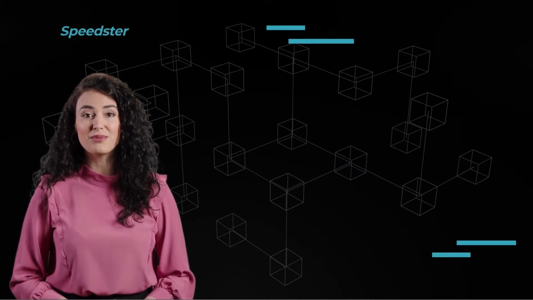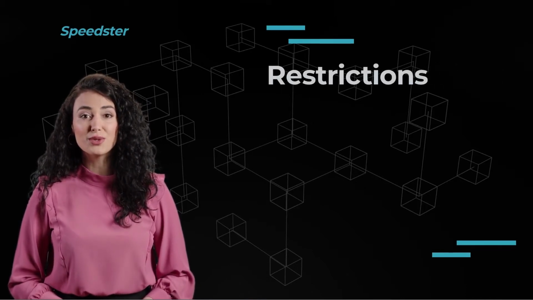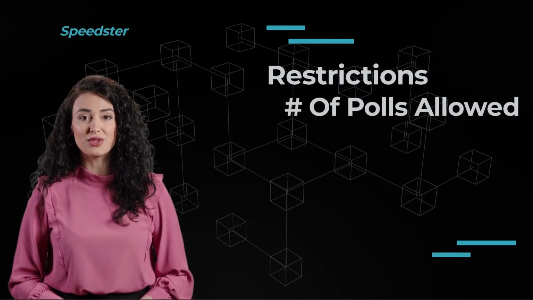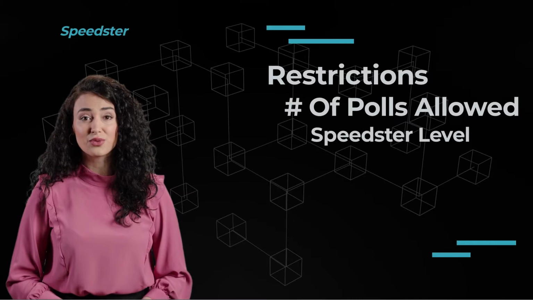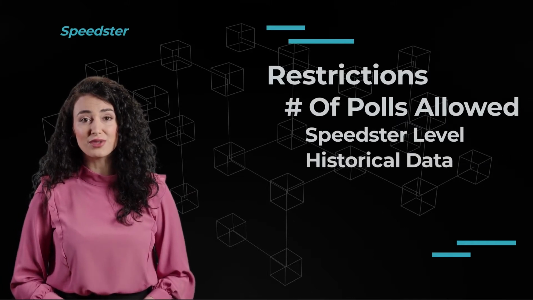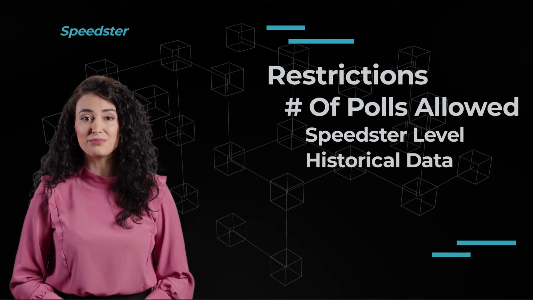Moreover, alongside the baseline restrictions, some appropriate restrictions for the speedster role could include the number of polls the speedster can start over a determined period of time, according to its speedster level, the number of polls started by the speedster and voted in by the speedster over time, and the like.